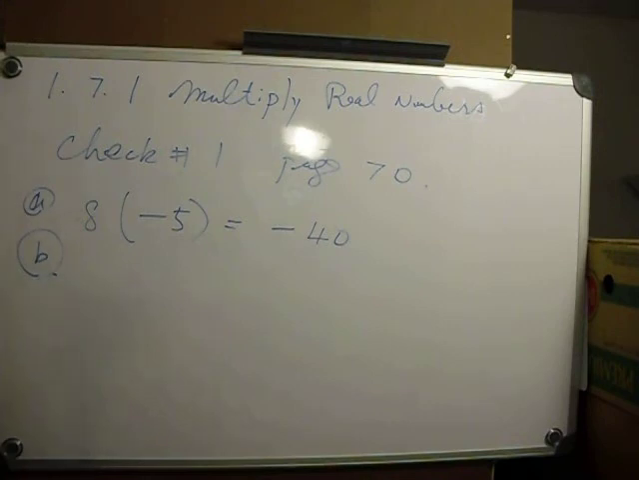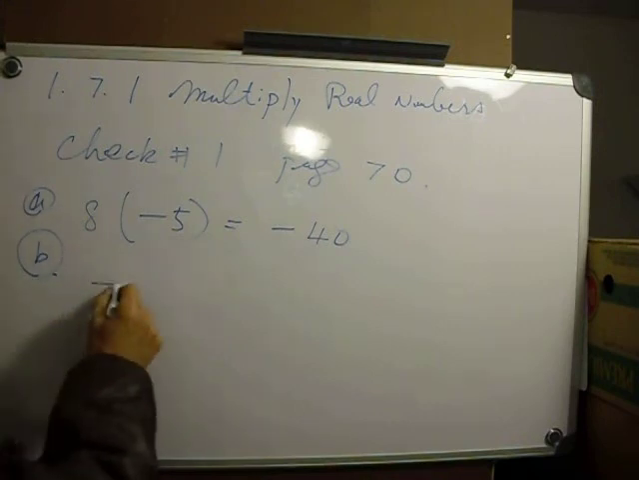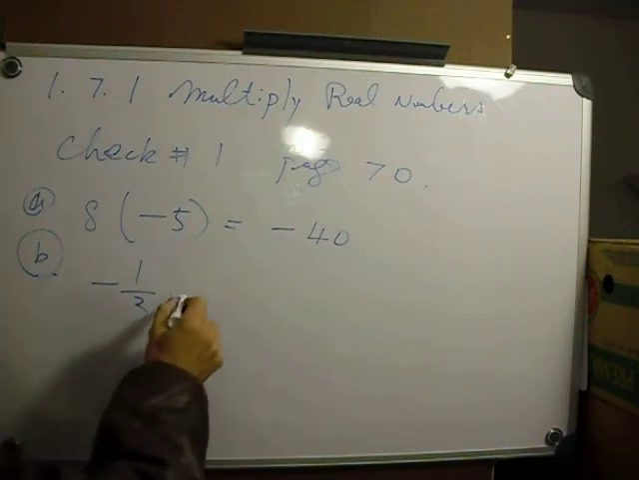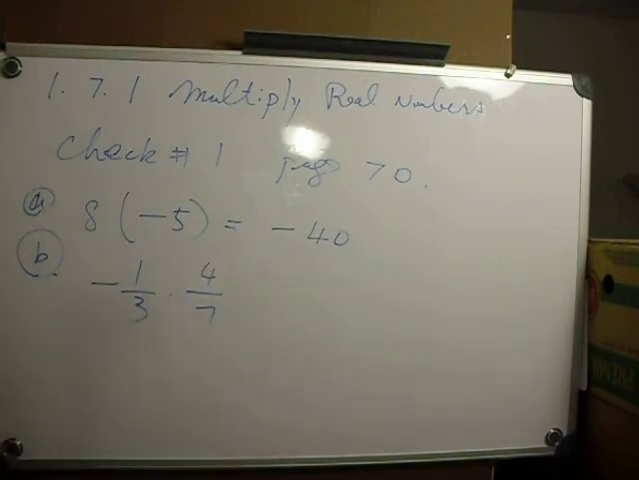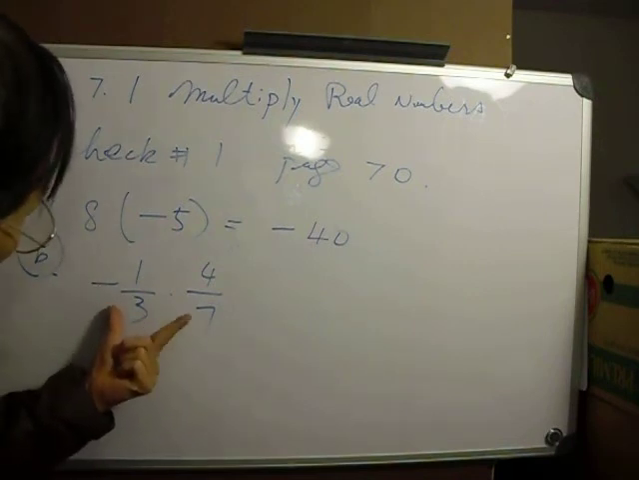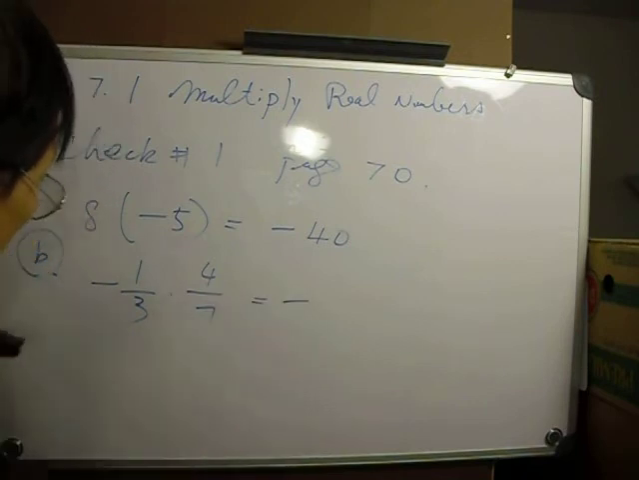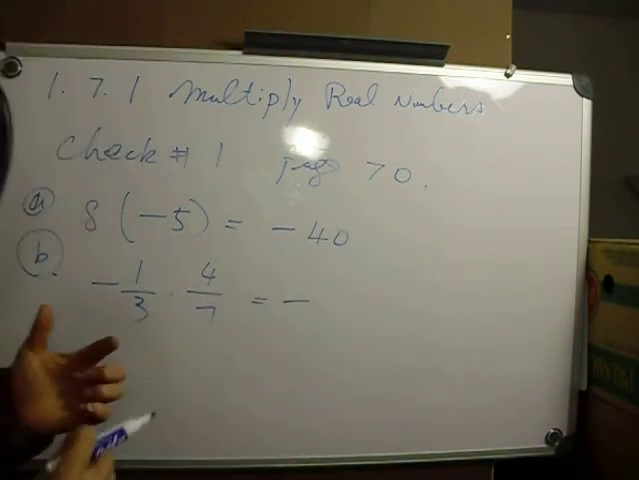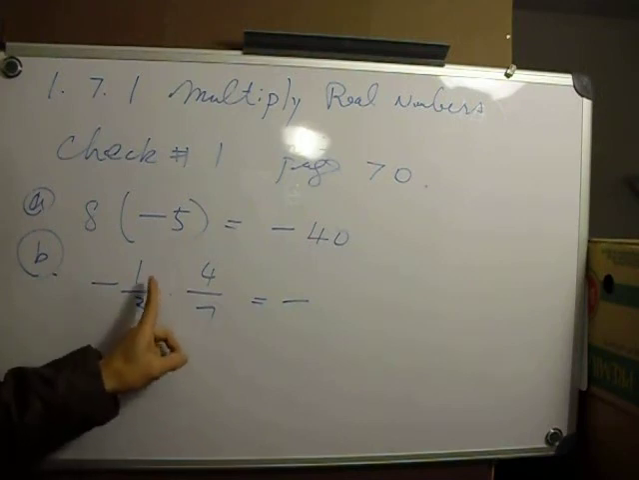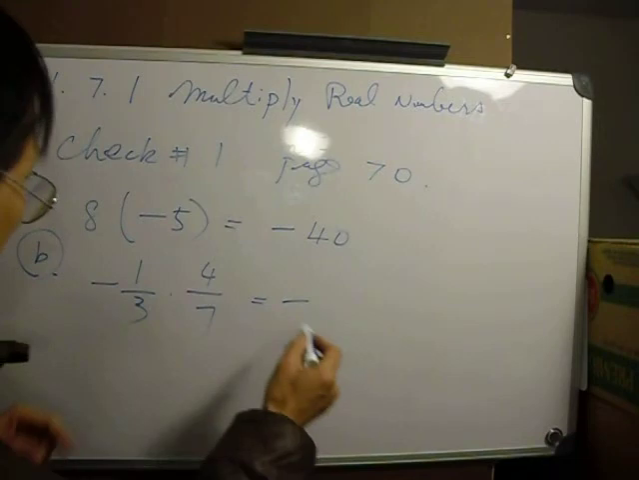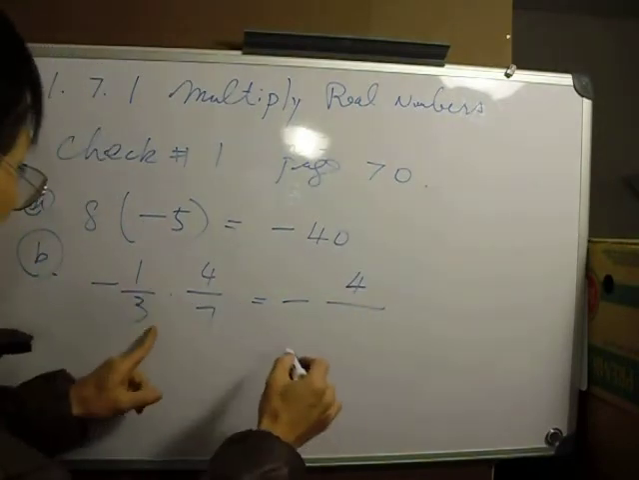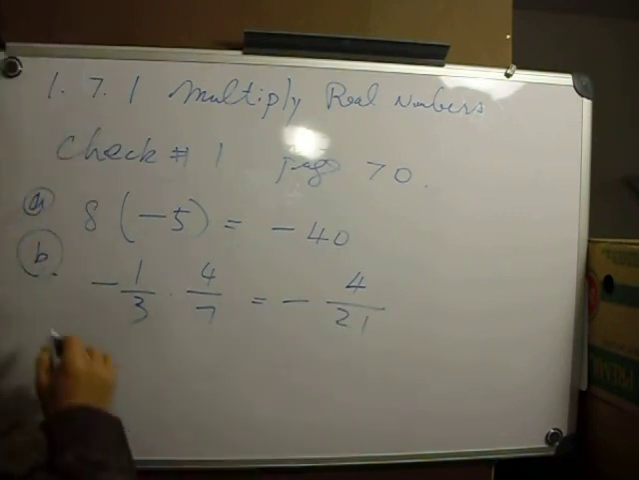Next example, B. This is fraction multiplication. The rules are still the same. Negative 1/3 times 4/7. Again, you first decide the sign. Unlike signs, one negative, one positive, the result is negative. And then apply the multiplication rule for fractions: numerator times numerator, denominator times denominator. It seems you cannot reduce anything. And that's 1 times 4 is 4, 3 times 7 is 21.